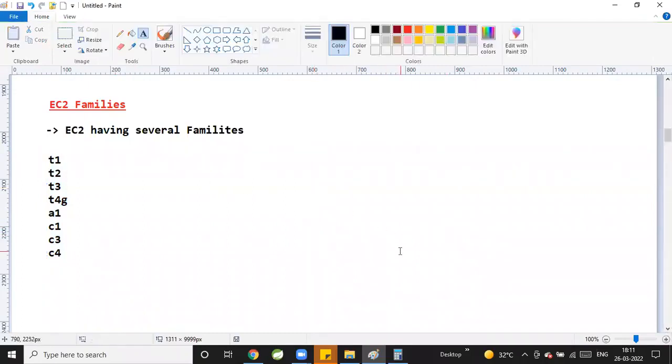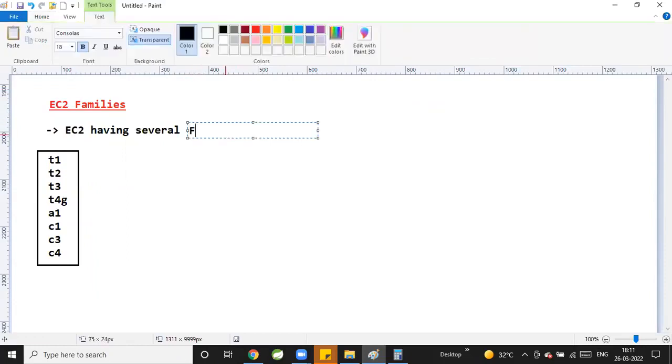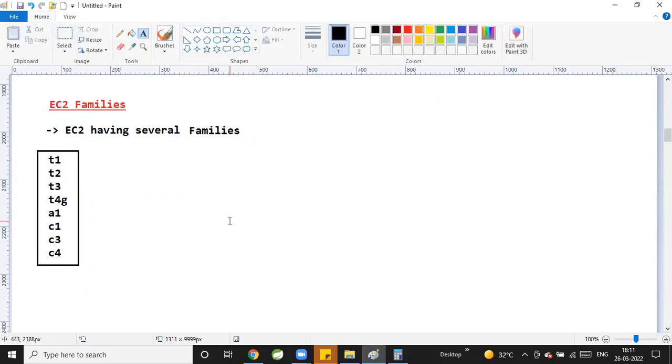Now, can you tell me which family member we are using? Come on, guys. Which family member we are using? T2 family member we are using. T2.micro. So T2 is one family in EC2. Like that, there are several families available, like T1, T2, T3, T4G, A1, C1, C3, C4. These are all called families.